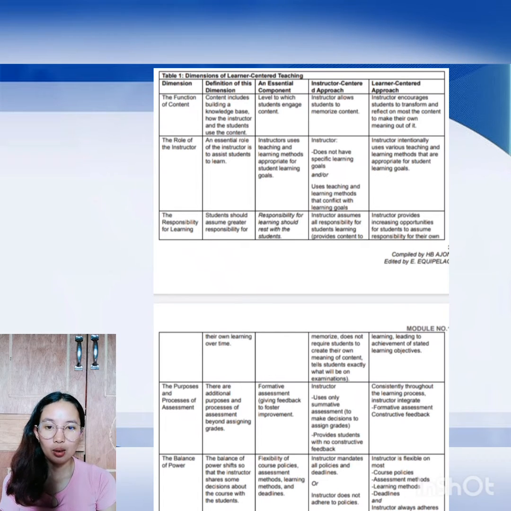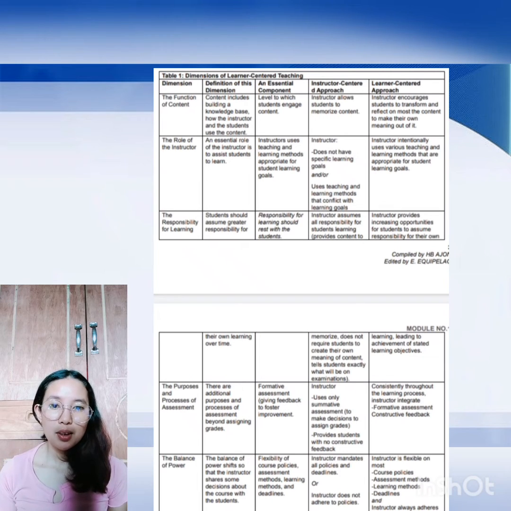The role of the instructor. Definition of this dimension: an essential role of the instructor is to assist students to learn. An essential component: the instructor uses teaching and learning methods appropriate for student learning goals. Instructor-centered approach: the instructor does not have specific learning goals and/or uses learning and teaching methods that conflict with learning goals. Learner-centered approach: the instructor intentionally uses various teaching and learning methods that are appropriate for student learning goals.